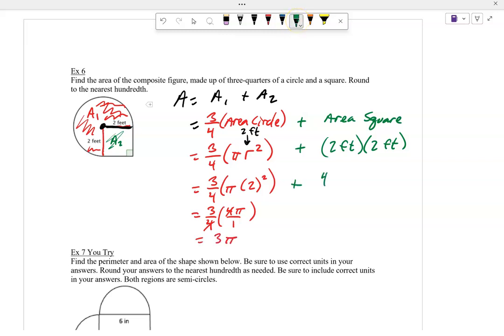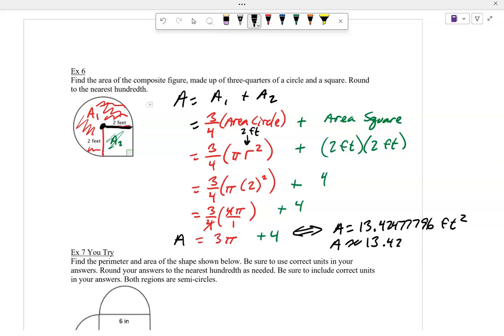And over here I got 4 square feet. So my total area is 3 pi plus 4. So 3 pi is like 9.42 something, and then plus 4, this will end up being 13.424777796 square feet, or about 13.